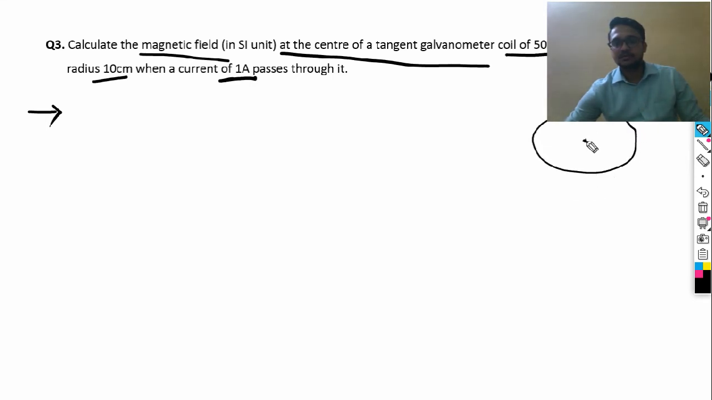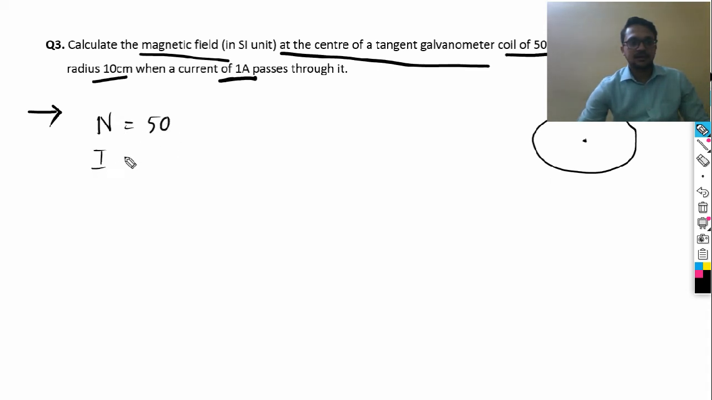At the center of the wire we have to find the magnetic field. Okay, so the given quantities are, we have to find the magnetic field in SI unit, keep in mind. The given quantities are number of turns 50, current I equal to 1 ampere, and radius is given 10 centimeter. You have to convert it into meter, so that means 0.1 meter. So after that, write the formula.